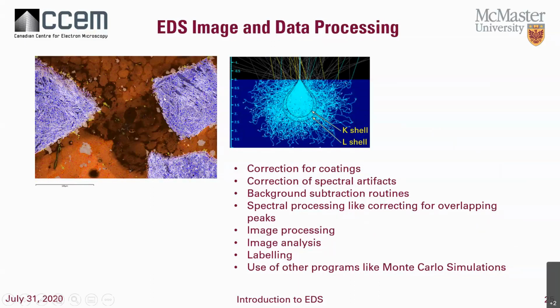So it would be useful to label the actual elements here and maybe put a little chart as to what they are. We can also use other programs for doing things. So you might export your data out and do things. Or you might do some simulations, Monte Carlo simulations, to figure out sort of where you're actually collecting the X-rays from to actually do something.